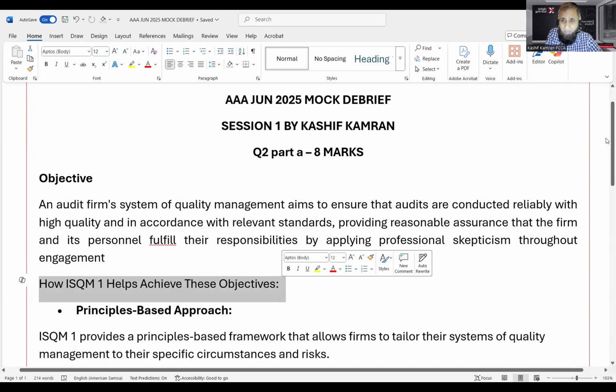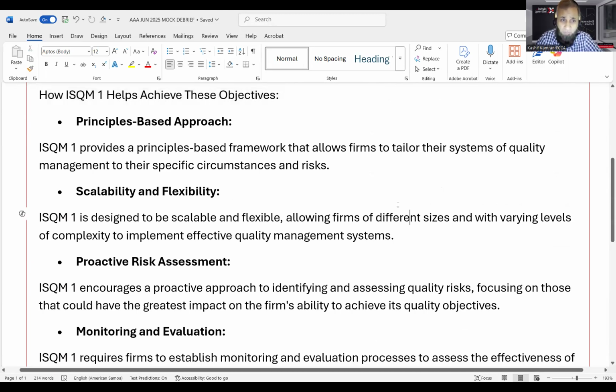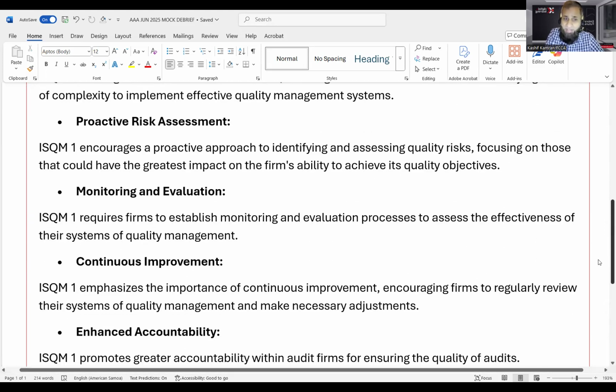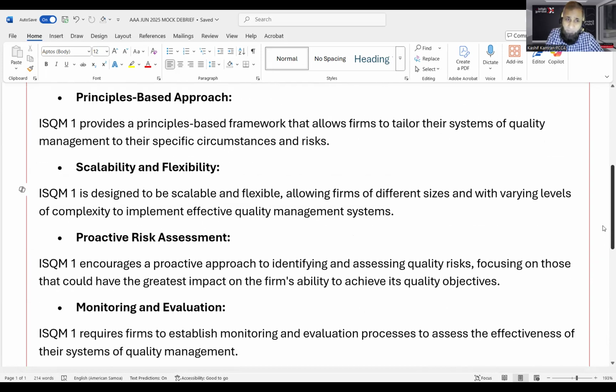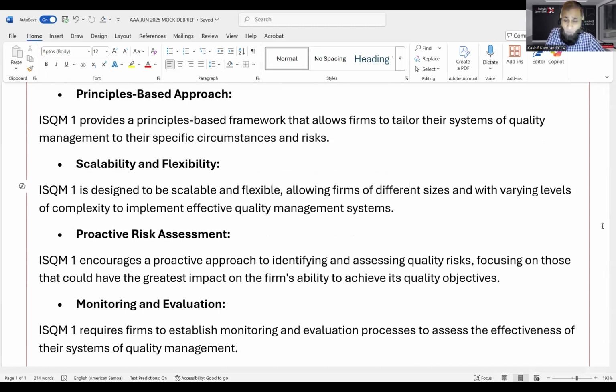Look at this answer. Principle-based approach, scalability and flexibility, proactive risk assessment, monitoring and evaluation, and it goes down into continuous improvement and enhanced accountability. See, I wrote 1, 2, 3, 4, 5, 6, and 2 marks for objective. If you want to read this, you can. I'll be sharing this answer with you.